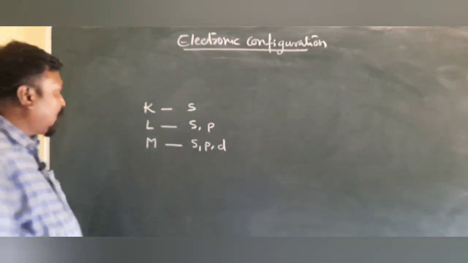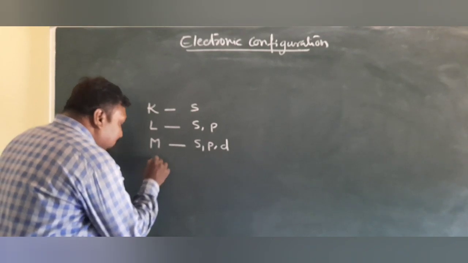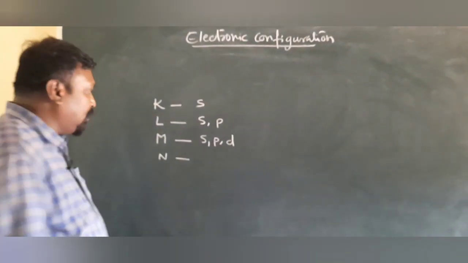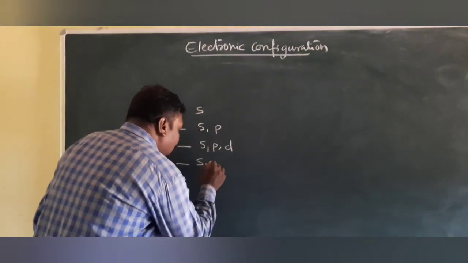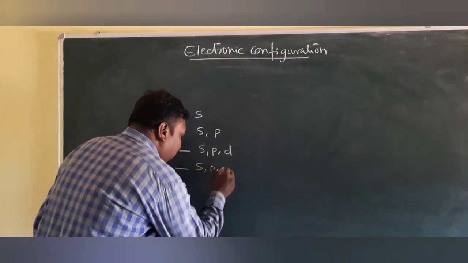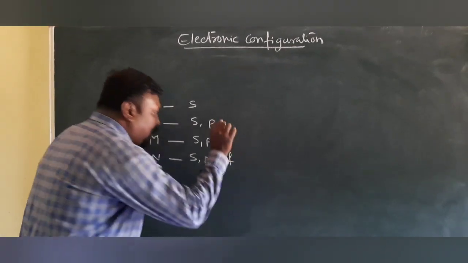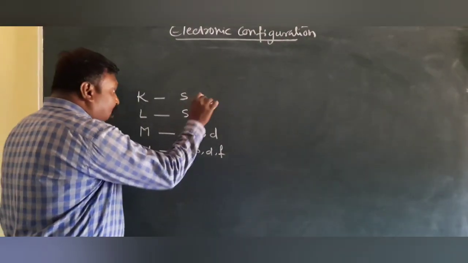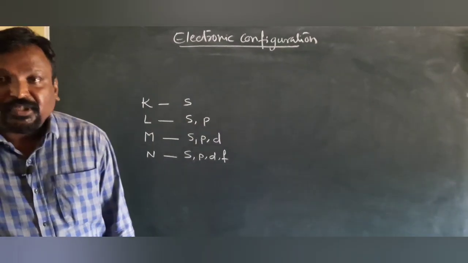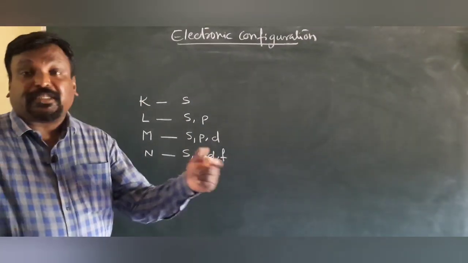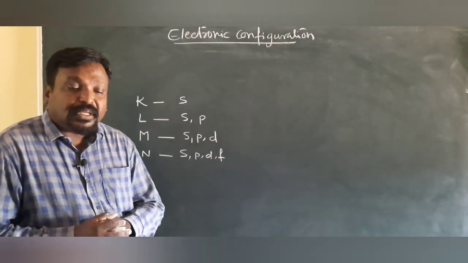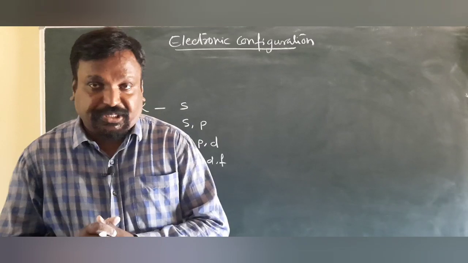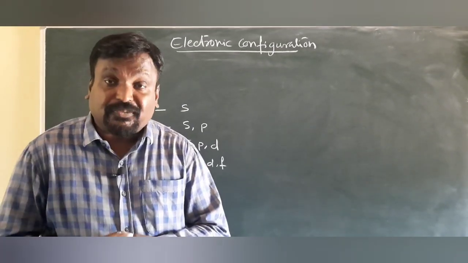Okay. Now if you come to the fourth shell or energy level, it will have 4 subshells, that is s, p, d, and then f. Each shell will have the subshells where the electrons get filled up. So now let us come to the main topic here, electronic configuration. What is this electronic configuration?